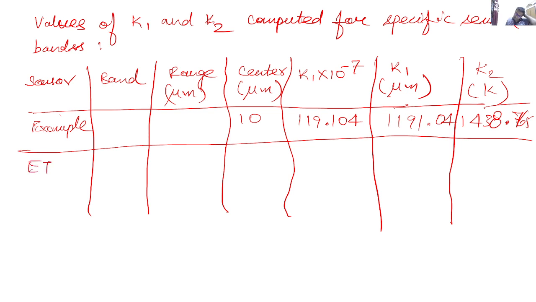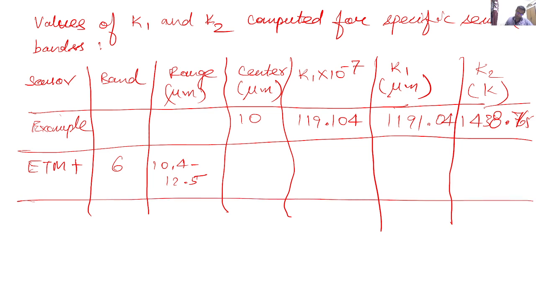Now Enhanced Thematic Mapper Plus, a very famous sensor by Landsat. Let's look at its band number 6. The range is 10.4 to 12.5 micrometers. 11.45 would be its center. 60.51, 1256.6. The values I'm just putting. You will get these K1 and K2 values in the Landsat handbook, by the way, on the USGS website.